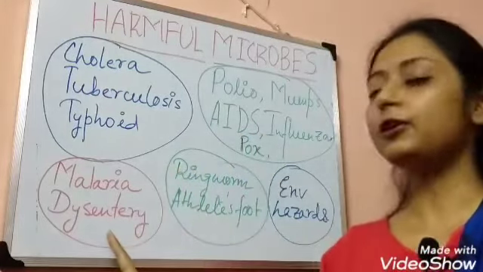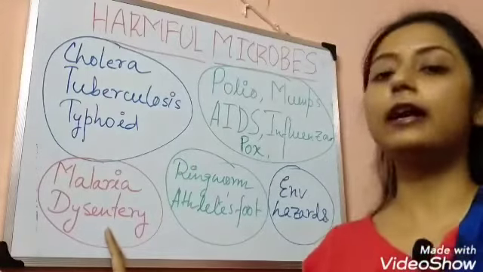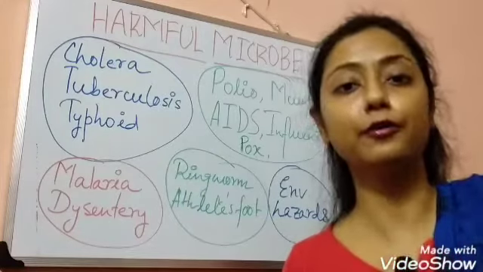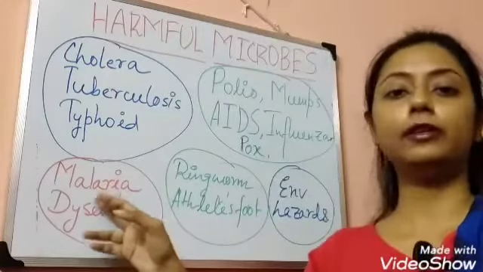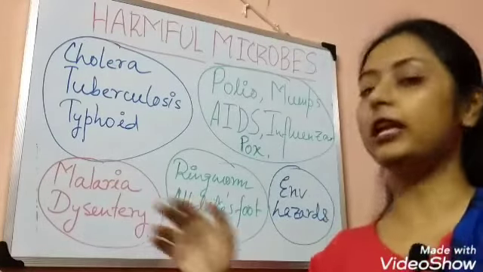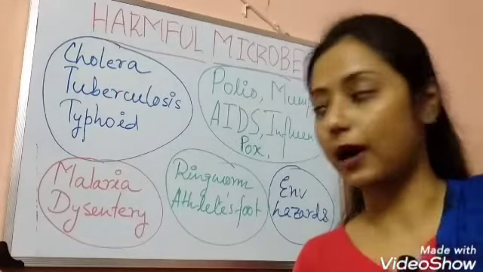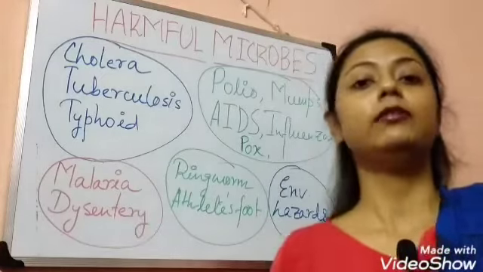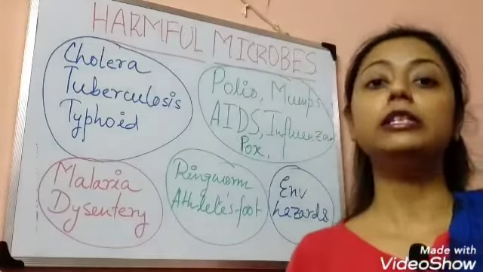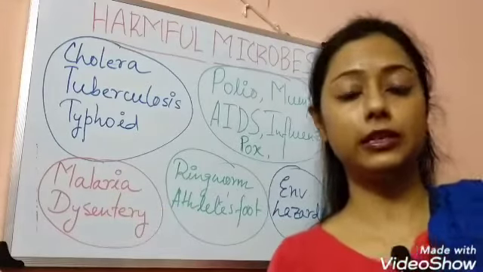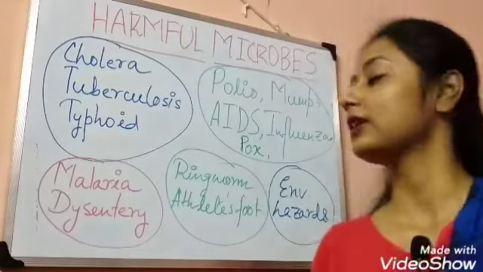Coming to the next circle, this circle includes the diseases caused by the protozoa group. We are very familiar with the first name, and that is malaria. Malaria is caused by the Plasmodium protozoa, and dysentery is caused by the Entamoeba protozoa. So these two are very common diseases caused by protozoa.